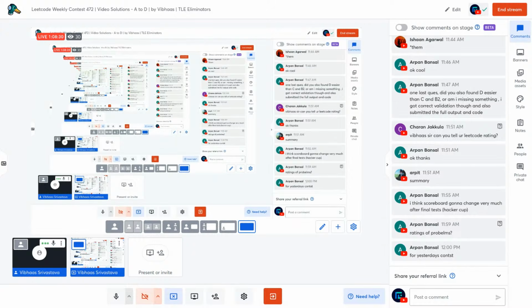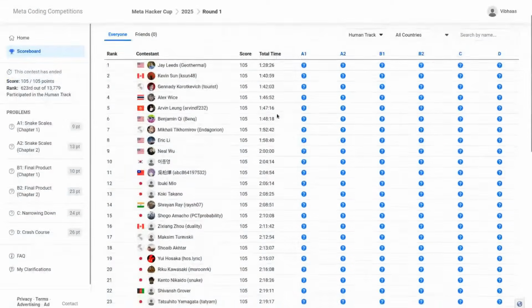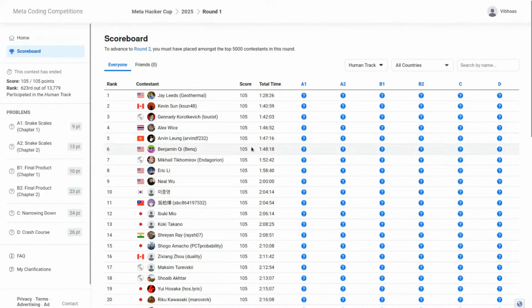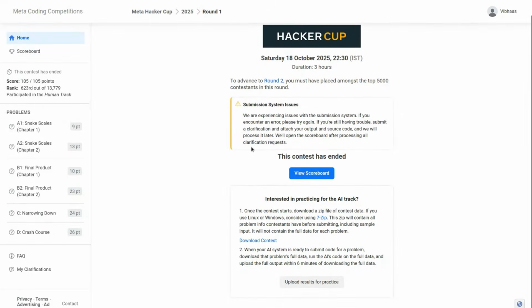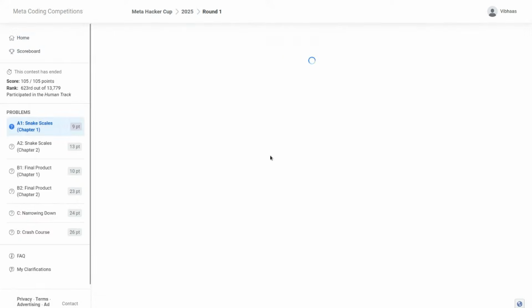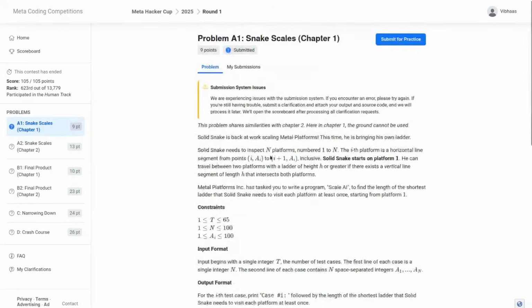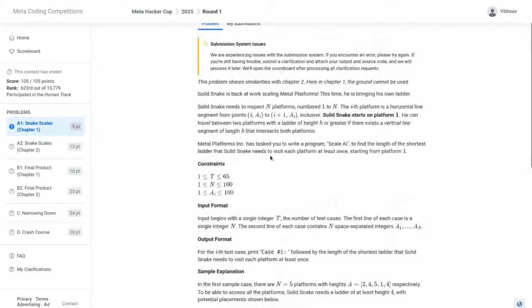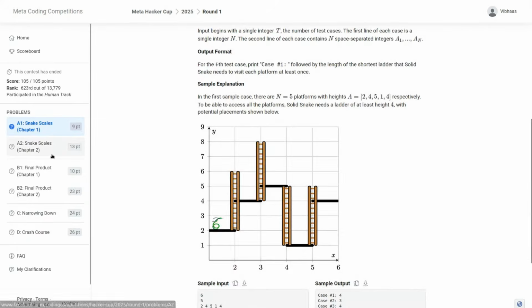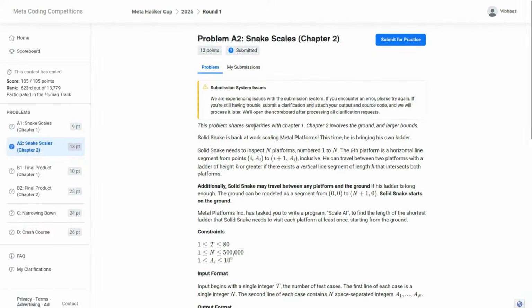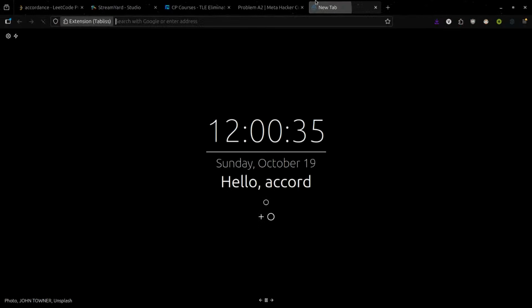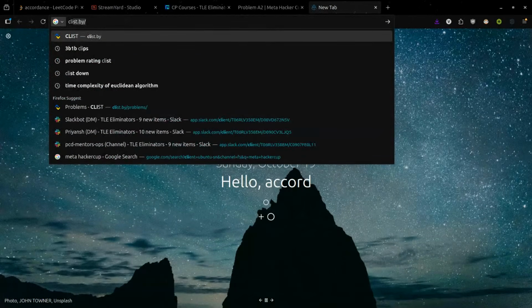Ratings of problems for yesterday's contest. You mean Hacker Cup? Okay, let's think about it. I guess the first one was pretty simple. Maybe like 800 for the first one, right? On CF. Wait, wouldn't it be on C list, to be honest?